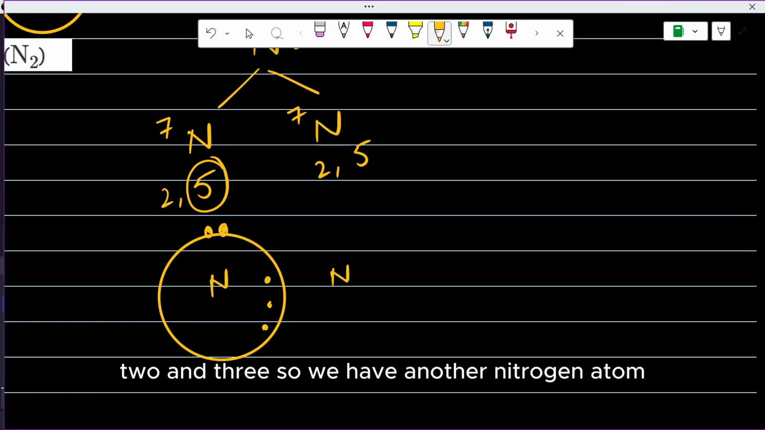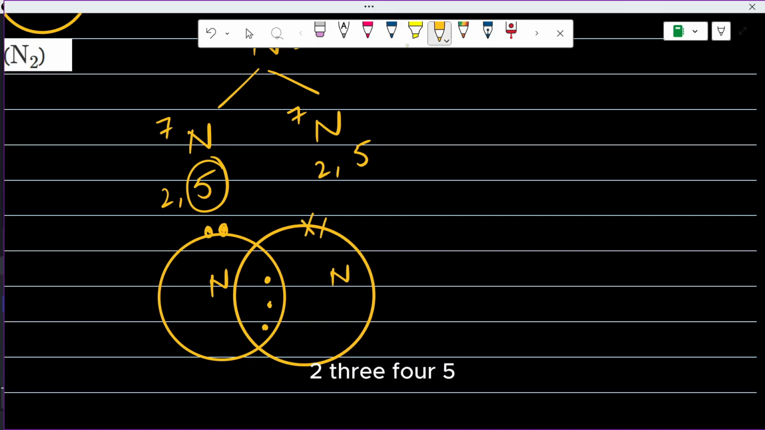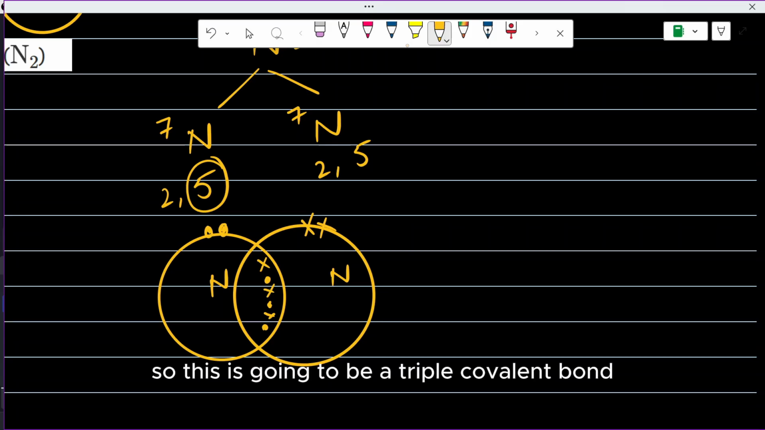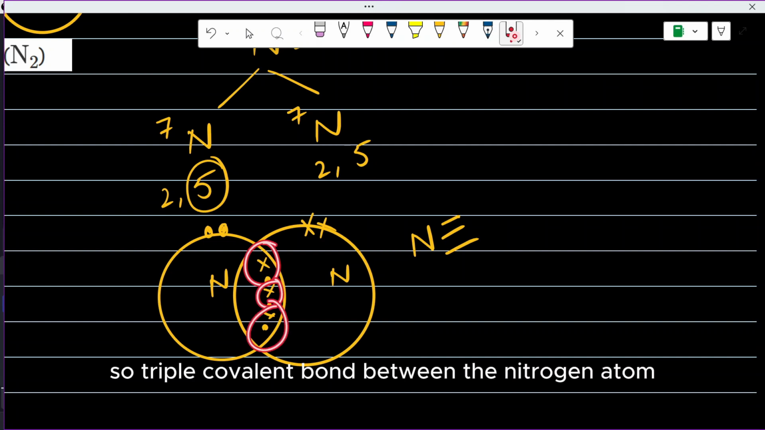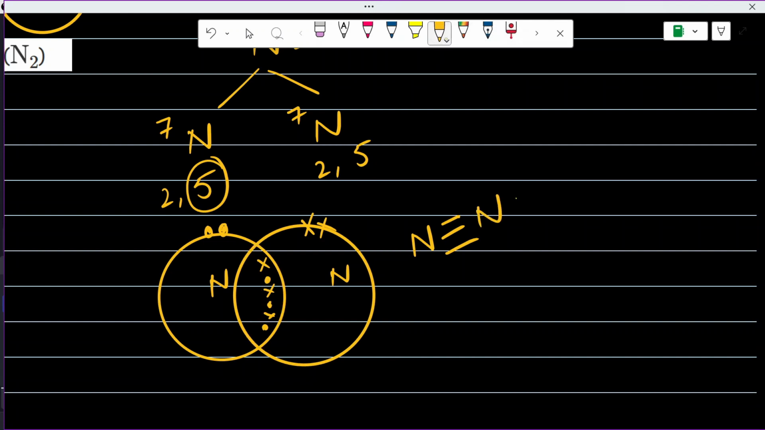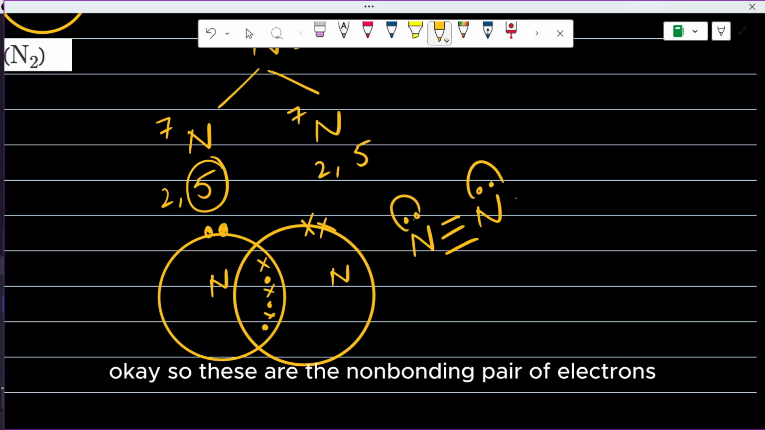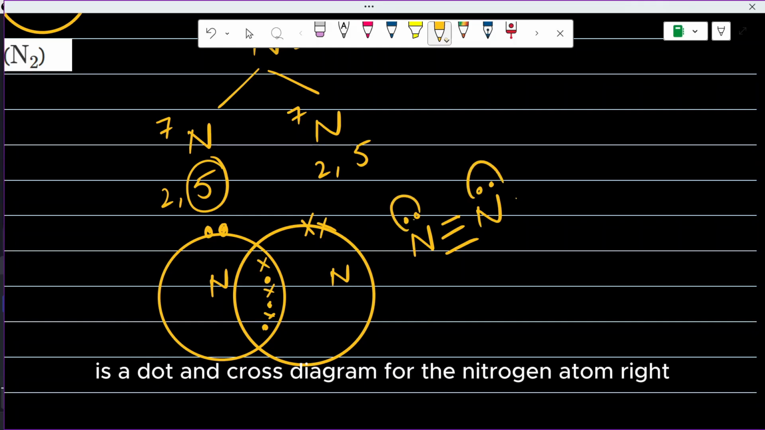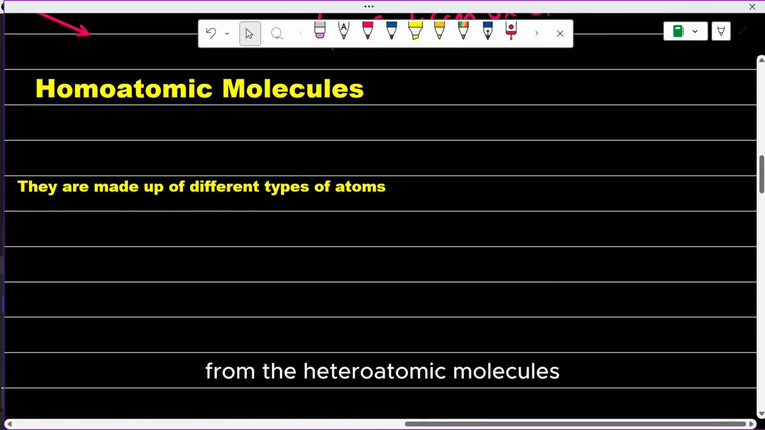So we have another nitrogen atom, and this nitrogen atom will have 5 electrons: 1, 2, 3, 4, 5. So this is going to be a triple covalent bond, with 3 pairs of electrons being shared: 1, 2 and 3. So a triple covalent bond between the nitrogen atoms. You can express these lone pairs like this. These are the non-bonding pairs of electrons, and this is the dot and cross diagram for the nitrogen molecule.